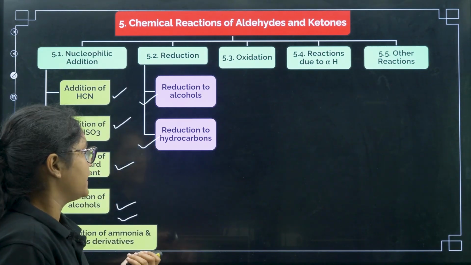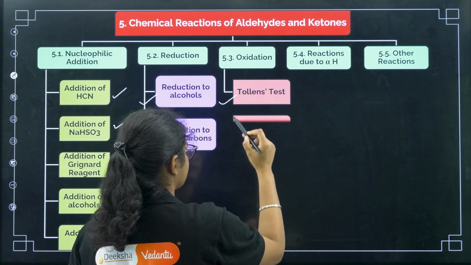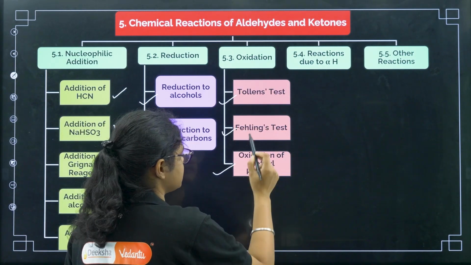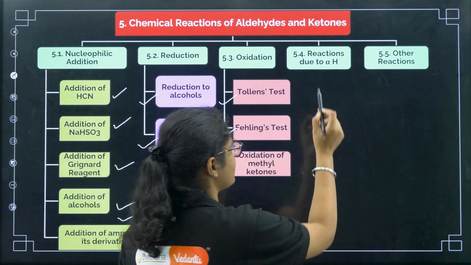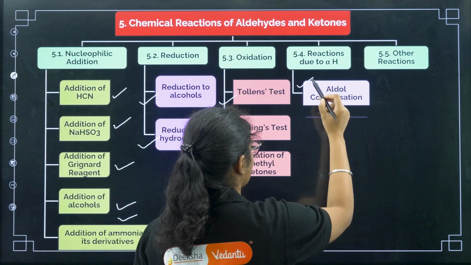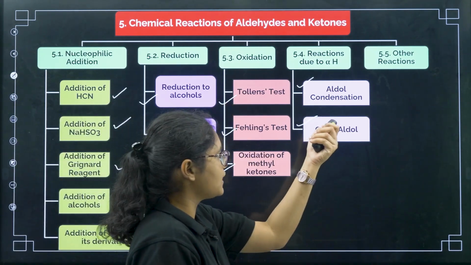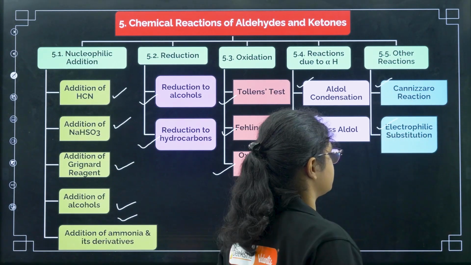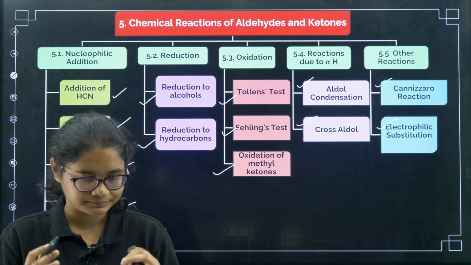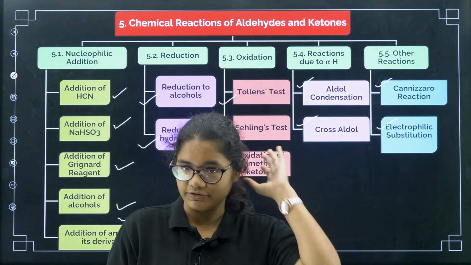Next, coming to oxidation, we have Tollens test, Fehling's test, and oxidation of methyl ketones. Next, coming to reactions due to alpha hydrogen, here we have aldol condensation and cross aldol condensation. Then under other reactions we have Cannizzaro reaction and electrophilic substitution reactions. Okay. Very simple one. Let us revise once again all the list of reactions.